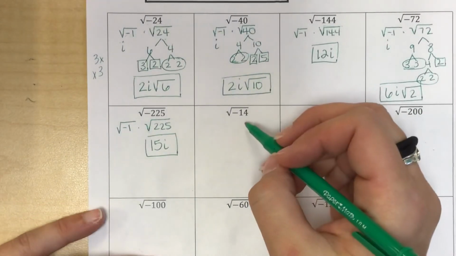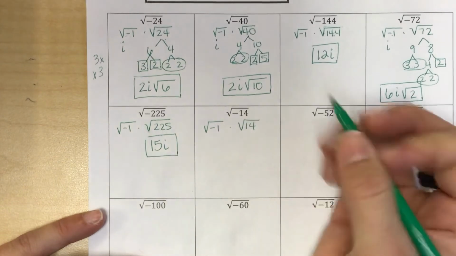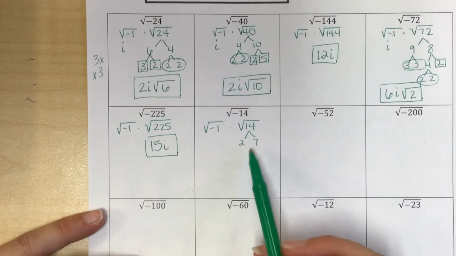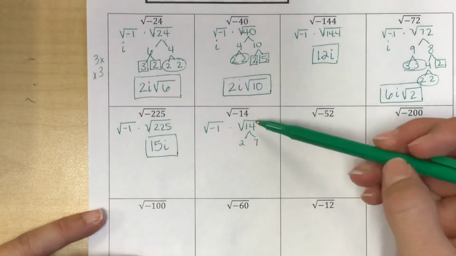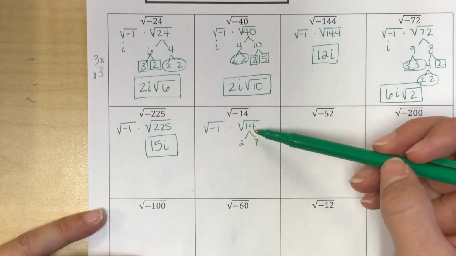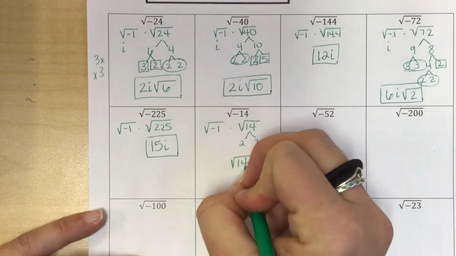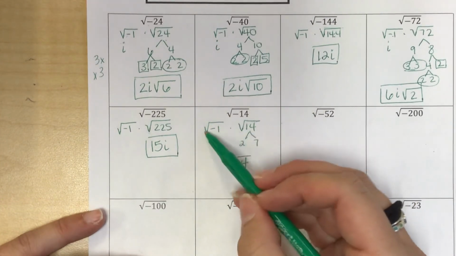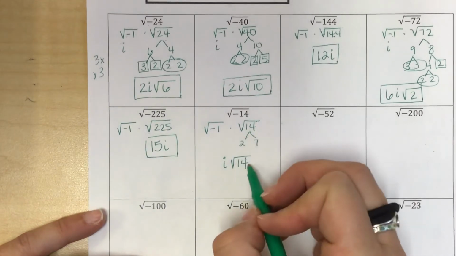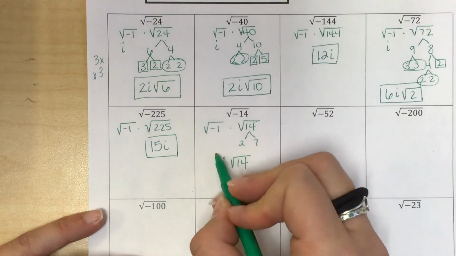All right, so for negative 14, same thing again. We always start by breaking it into pieces. 14 breaks up into 2 and 7, but there are no pairs and there's nothing else I can do with it. So this is as simplified as it can get. I can't simplify the square root of 14. Now, the square root of negative 1 is i, so we put that out front. Don't put it behind it because it could be mistaken for being underneath the radical. So it always goes out in front.